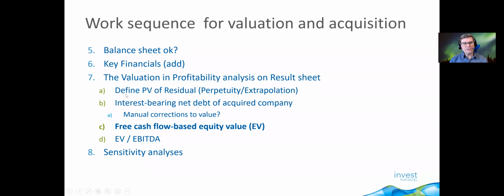So first of all, we need to define the present value of residual. So we use the perpetuity or extrapolation function to calculate the terminal value. Then we adjust the value for debt, net debt, maybe make some manual corrections. And then we arrive at the free cash flow based equity value of the company.